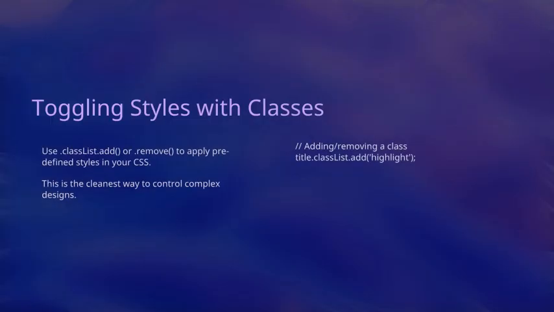Toggling styles can be effectively managed using CSS class manipulations. Utilize .classList.add or .remove methods for applying or removing styles. This method is considered the cleanest for controlling complex designs. Example: to add a class, use title.classList.add('highlight').